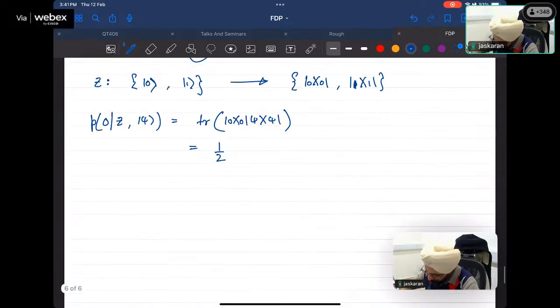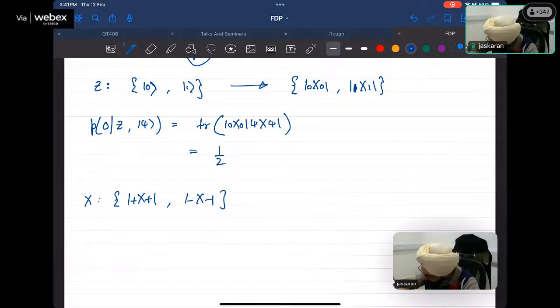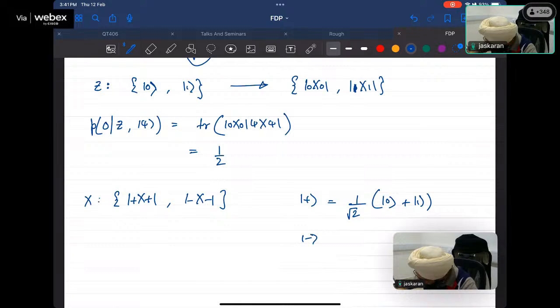Moreover, I can choose a different setting for the same state. So I can choose a setting X where now my outcomes, or my basis, is somewhat different. I have a different basis. Here ket plus is nothing but a superposition state of 0 and 1, and ket minus is the orthogonal complement of this.